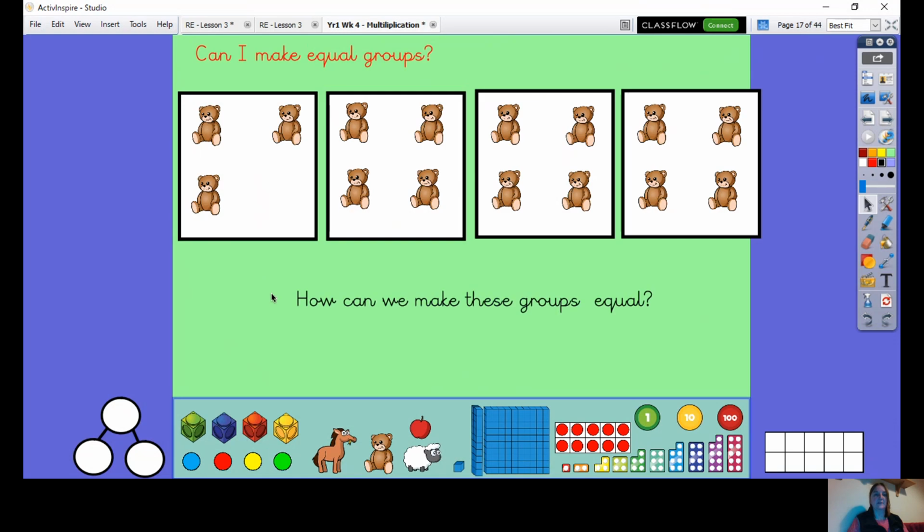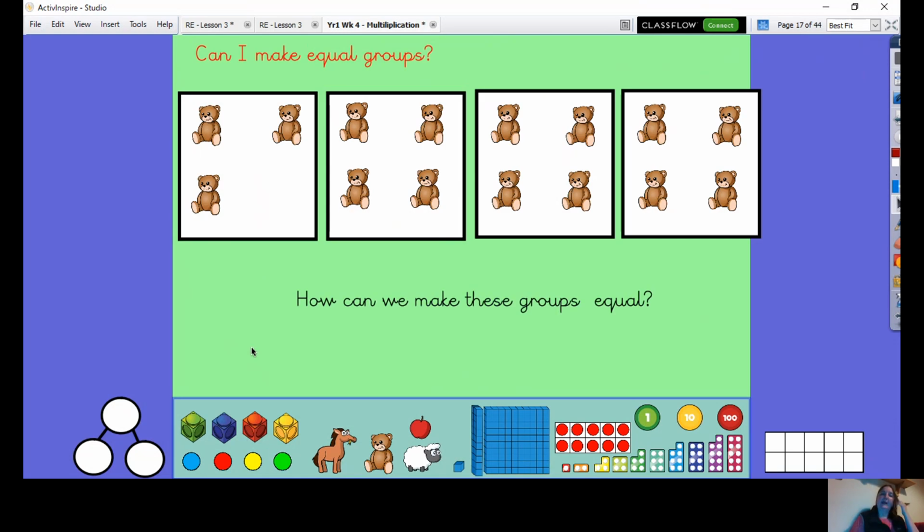Okay, so let's move on to this one. Thinking again about equal groups, how can I make these groups equal? They're not equal, are they? Because I've got 4 bears in there, 4 bears in there, and 4 bears in there, but this one's got 3. So I'm going to think to myself, how can I make them equal? What I could do is add a bear to this one. So now they have all got 4 in them.